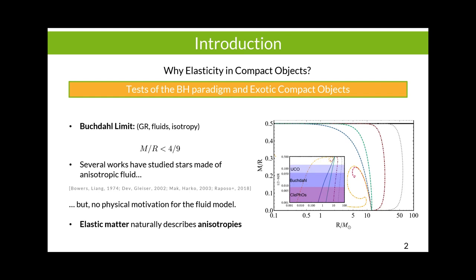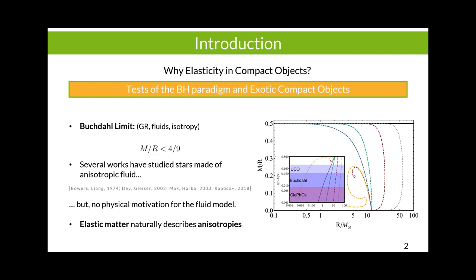And well, what we understand by tests of the black hole paradigm is understanding if the objects that we're observing in our astrophysical observations, such as those with the Event Horizon Telescope and the gravitational wave detectors, are really black holes as we understand them in general relativity, or are some other object that can have, for example, some surface, or a boson star, etc.